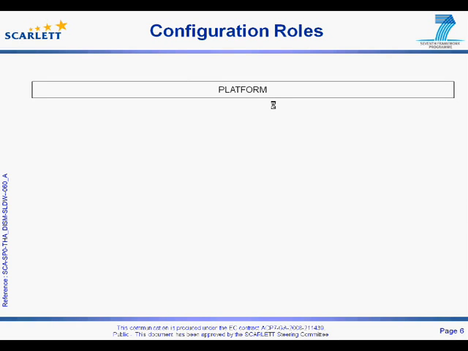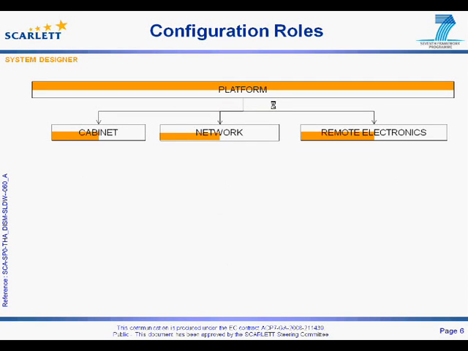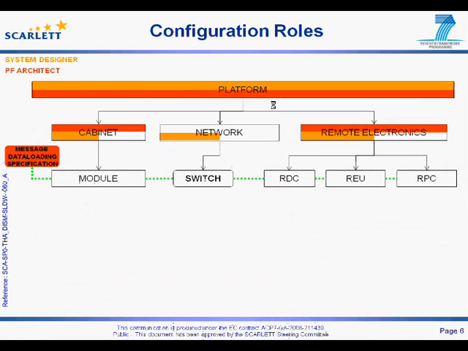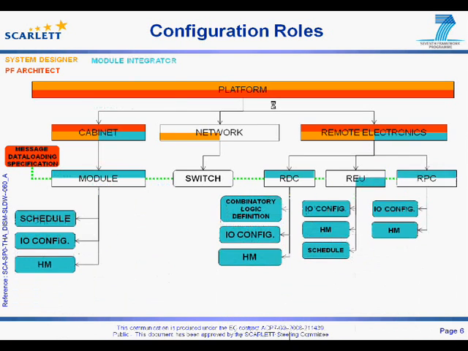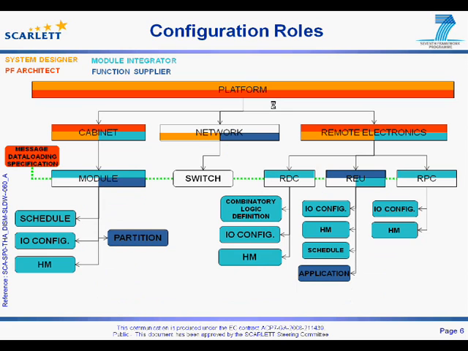Different actors in the engineering process have different roles concerning the configuration. The system designer is responsible for the overall system. The platform architect is responsible for the integration of cabinets and remote electronics. The module integrator is responsible for the integration of one IMA module. The function supplier is responsible for an application or function.